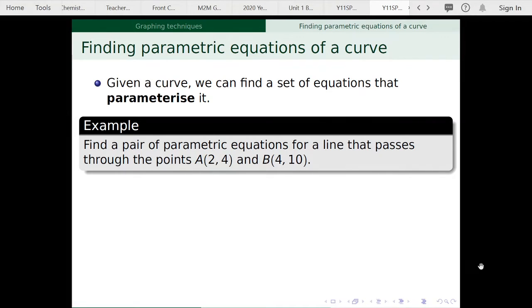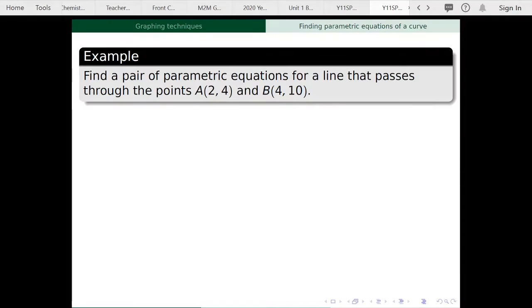Okay, in this video, we're going to look at how we can come up with some parametric equations that will, when you put in values for t, produce a particular curve. And we're just going to first look at a pretty simple example here and see how it works. So what we want to do is find a pair of parametric equations for a line that passes through the points A and B, where A is at (2, 4), B is at (4, 10).